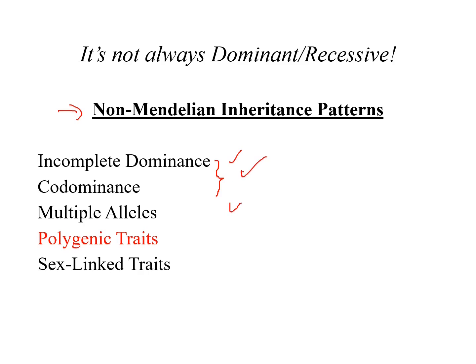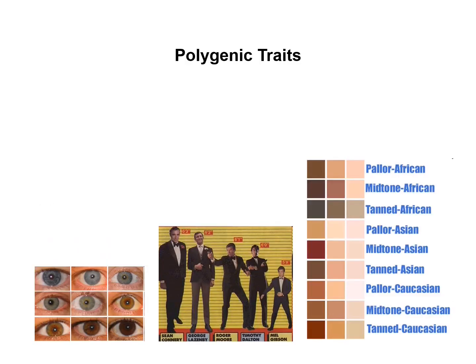And again, poly means many, and genic is origin. Remember, these are traits that have multiple origins, or in this case, multiple genes are involved in producing this phenotype. Now we're going to talk about the polygenic traits, and here you can find three examples of polygenic traits.